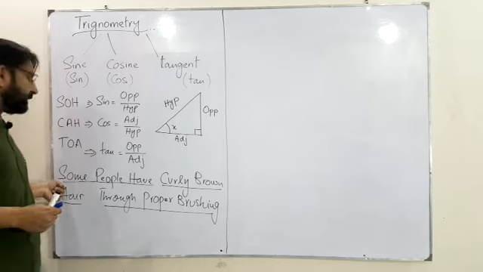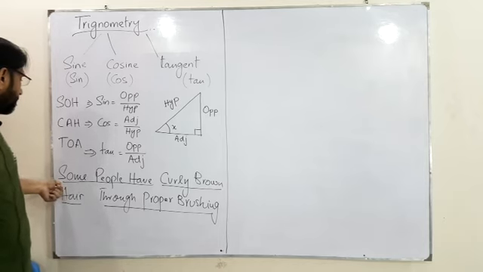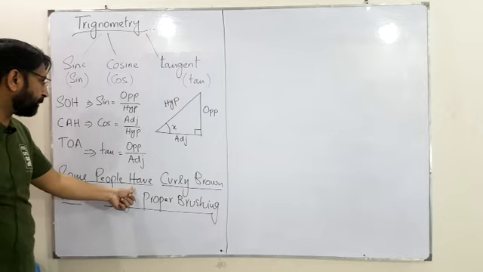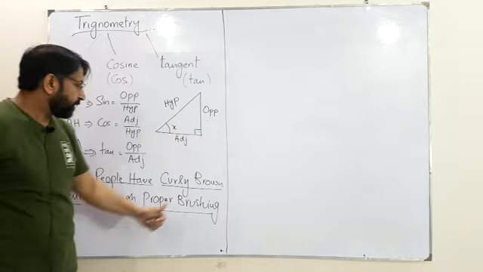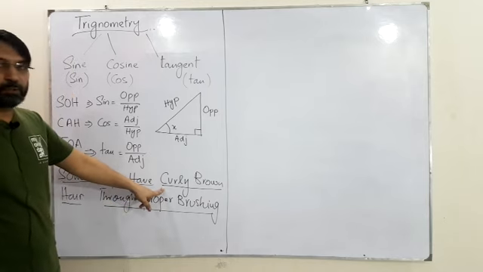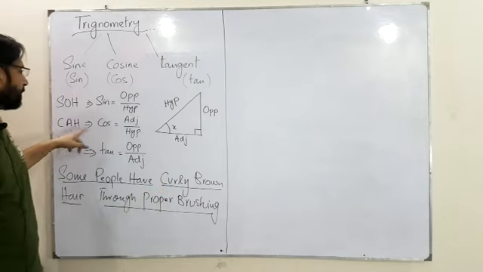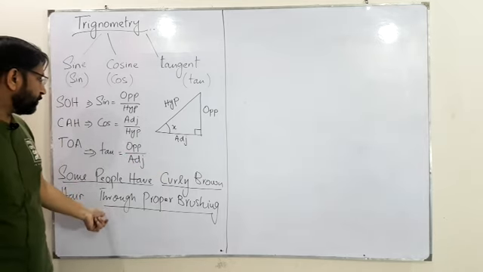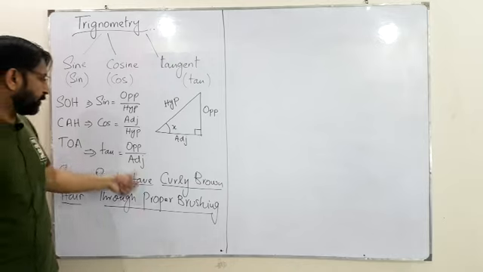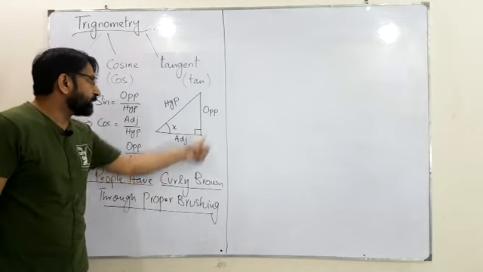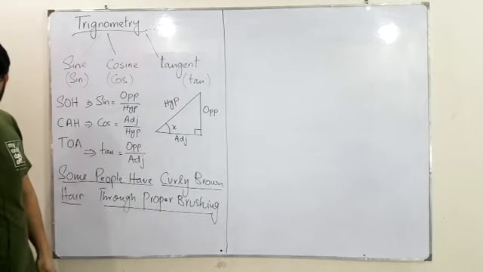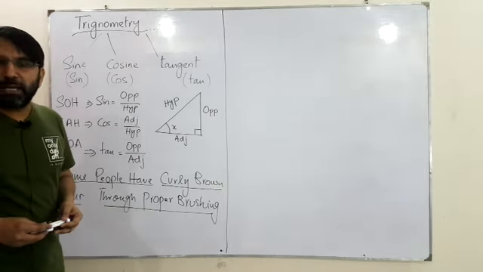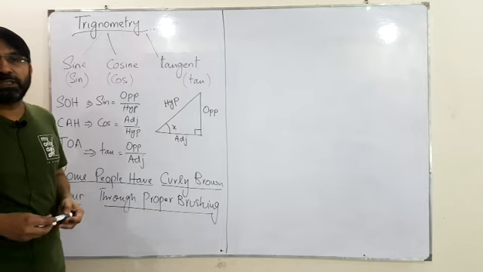Some People Have, starting with the letter S. So S is for sine, so sine is perpendicular over hypotenuse, perpendicular is the opposite side. Curly Brown Hair, curly starts with C, C is for cos, and cos is base over the hypotenuse. Through is for tan, T, and perpendicular over the base, opposite over the adjacent. Now this rule helps us to find out the exact value of certain trigonometric ratios.